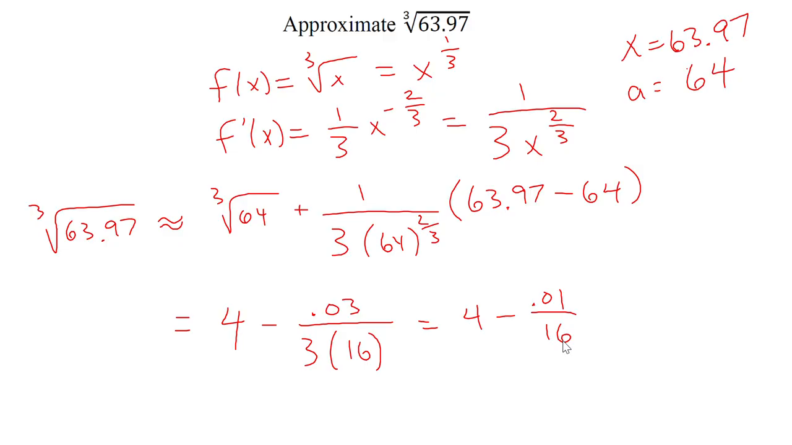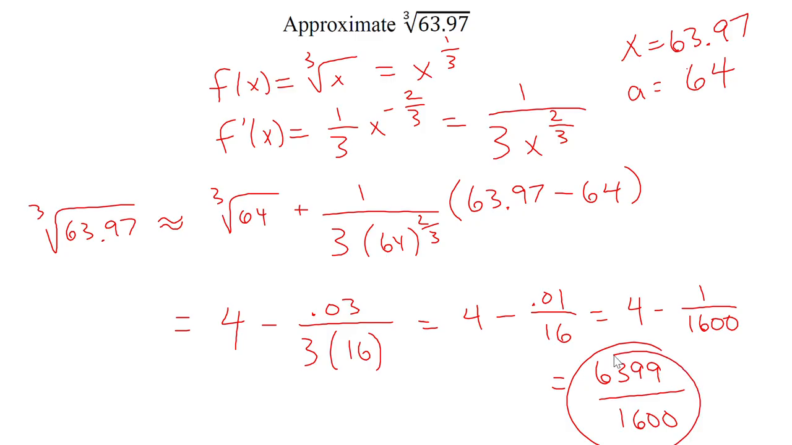Now, 0.01 over 16 is the same, if we move the decimal over, as 1 over 1,600, right? So 4 minus 1 over 1,600. Well, 4 is 6,400 over 1,600. So this will just be 6,399 over 1,600.